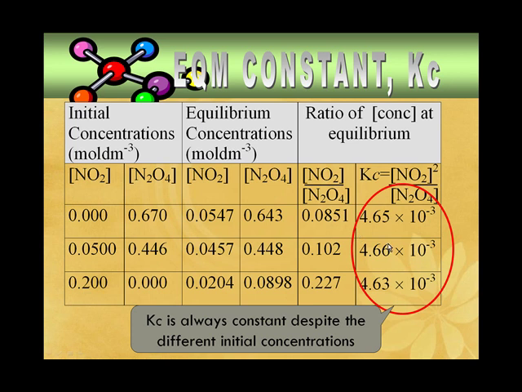because all the experiments are conducted at the same temperature. So even if you start out with different concentrations, the equilibrium is going to adjust itself so that the Kc remains a constant no matter what.